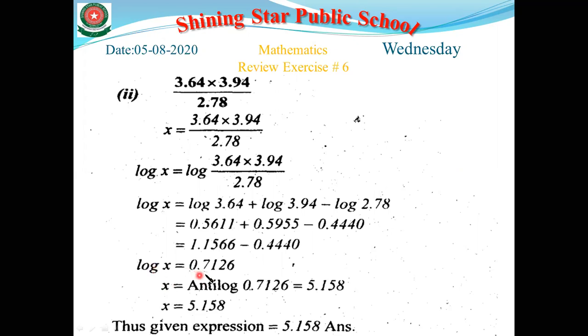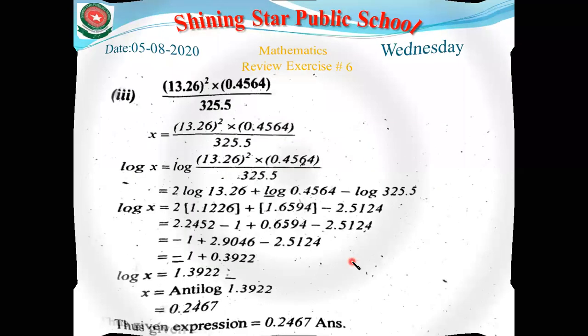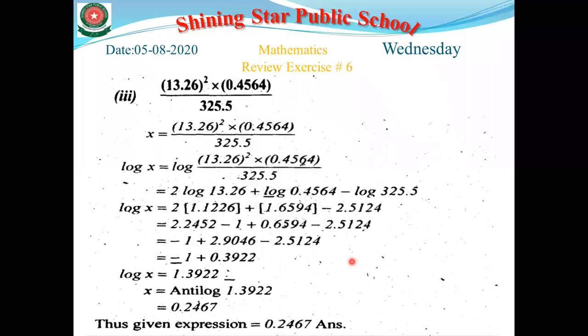Now, log x equal to 0.7126. Okay. So we have to find the value of x. So take the log to the right hand side. It becomes anti-log. Anti-log 0.7126. So when we take the anti-log, it becomes 5.158. Okay, which is the answer of this question. Very simple exercise. If you know how to take the log with the help of calculator, simply you can solve the complete exercise.